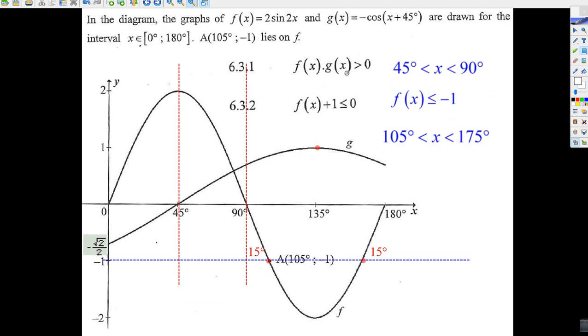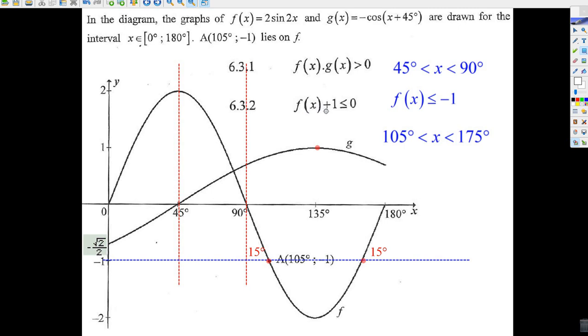It says, where is f times g? If we took the values for f and multiplied it by g, when would they be greater than 0? Well, they both have to be on the same side of the line for that to happen. And they're not on the same side here. It's just at 45 degrees. So a little bit more than 45 degrees, and they are still on the same side, but right here, oh, f goes down, but g's still up. So the only place is in between these two red dotted lines. The answer is x is less than 90 degrees, but greater than 45 degrees.